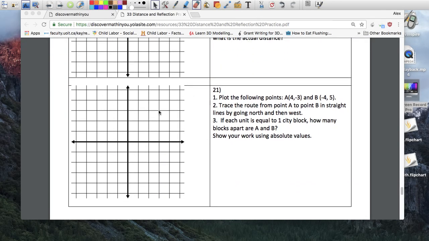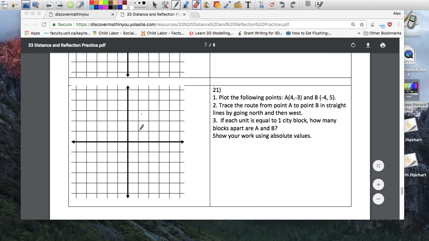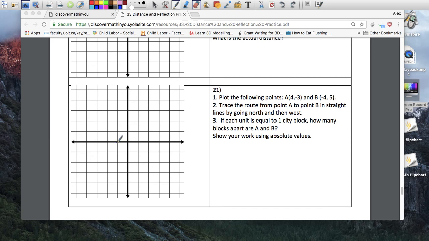21. 4, negative 3. 1, 2, 3, 4, negative 3. So here's point A. Point B is negative 4, 1, 2, 3, 4, and 5, all the way up here. So what does it tell you? We're going to go north, and let me shade this way. So we go north, and then we make a left turn and go this way.